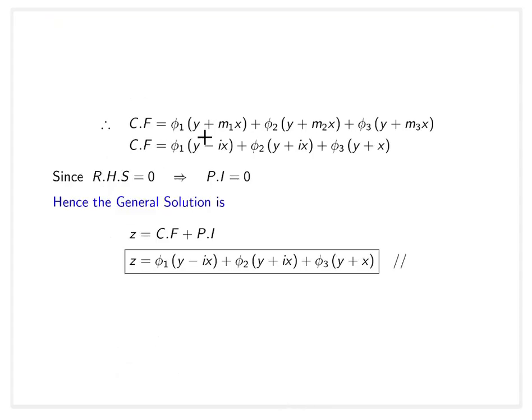Therefore, replace m1 = −i, m2 = i and m3 = 1. We get φ1 of (y − ix) + φ2 of (y + ix) + φ3 of (y + x). So replace this in your general solution. Therefore, that is equal to this.